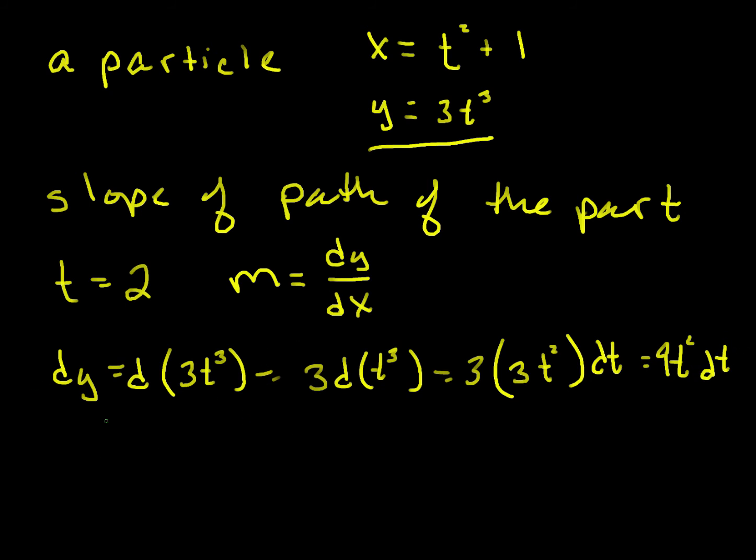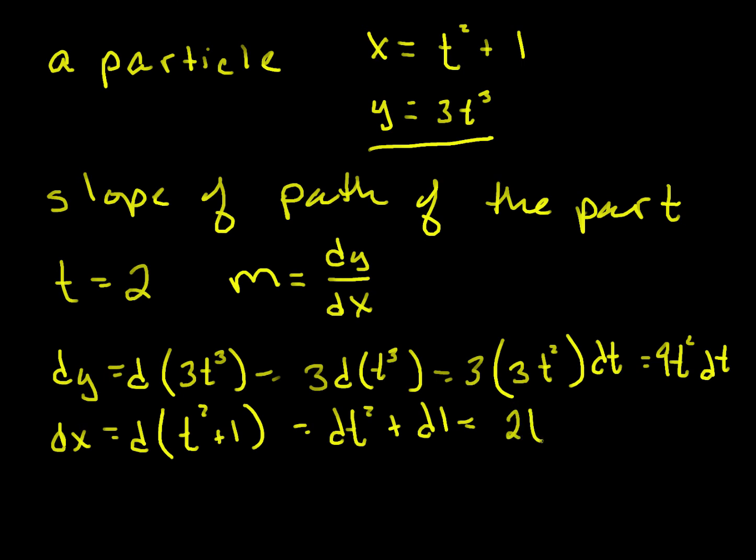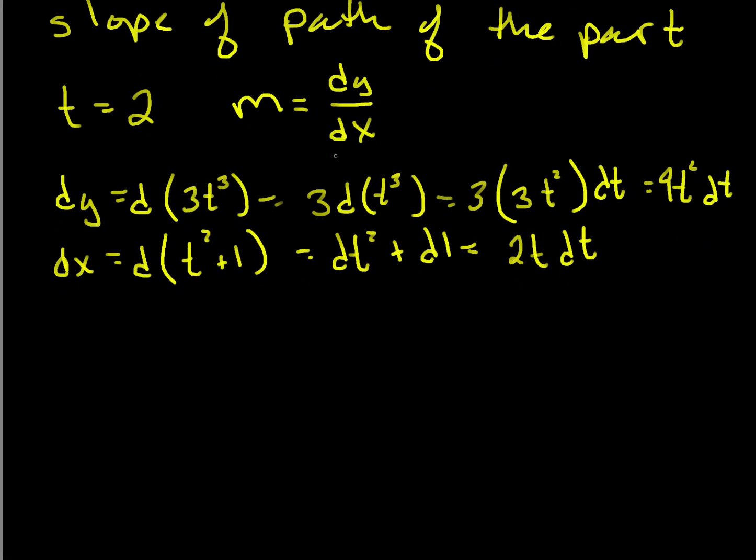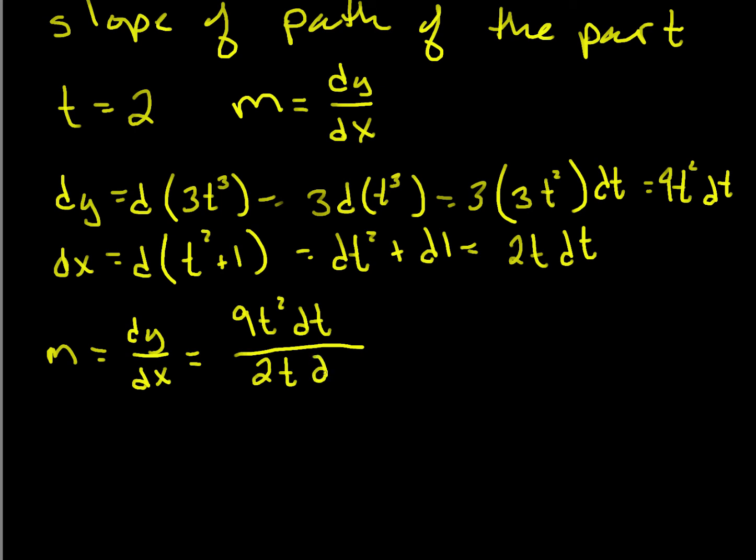And what is the differential of x? Well, the differential of x is the differential of t squared plus 1, which is the differential of t squared plus the differential of 1, which is 2t dt. So then our slope is the ratio of those two differentials. So our slope, m, which is dy dx, which is 9t squared dt divided by 2t dt.